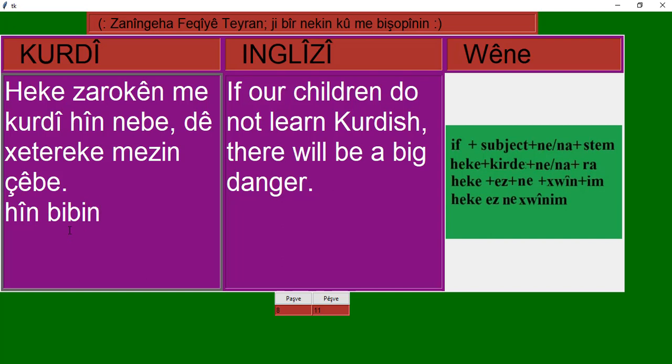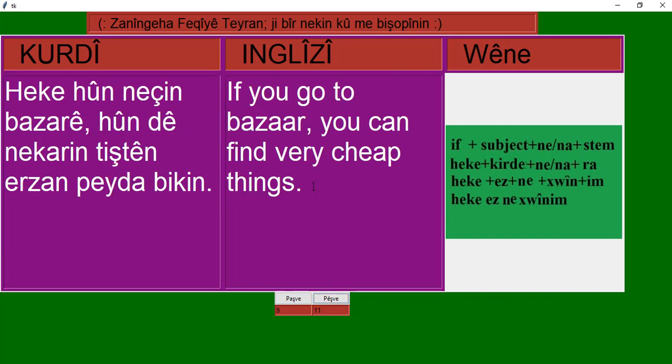So bibin is, it means hin bibin. If our children learn, and this is the positive form of these sentences, and when we want to convert this to negative, we will put na in here, and like this it became nebe. Generally in here we are using nebe. So like this we got these negative sentences, negative form. Okay, there will be a danger if our children don't study, they don't learn.